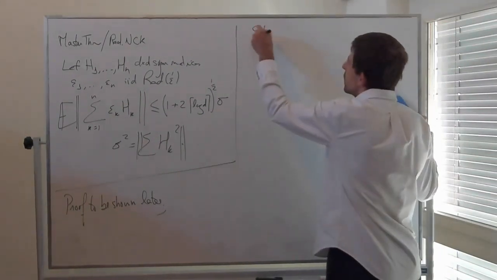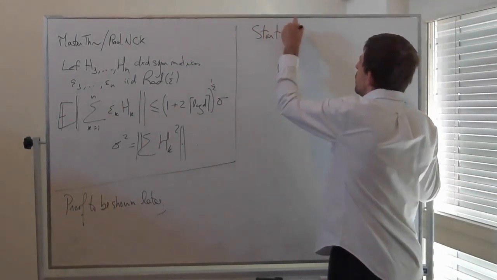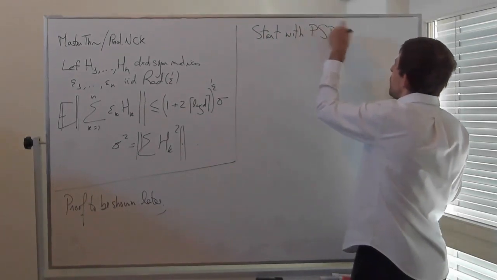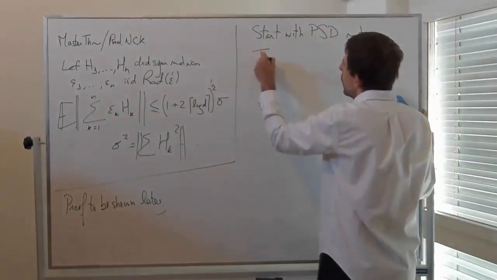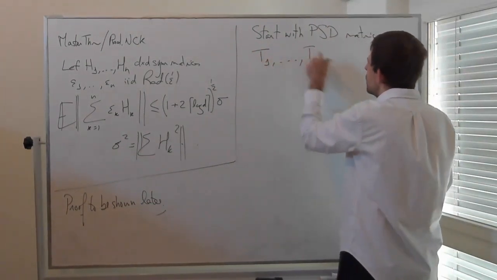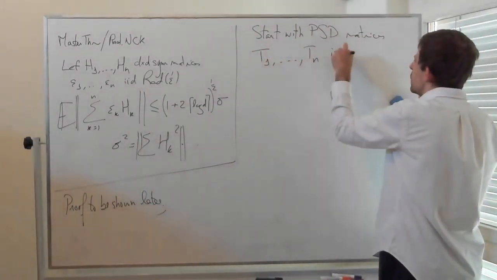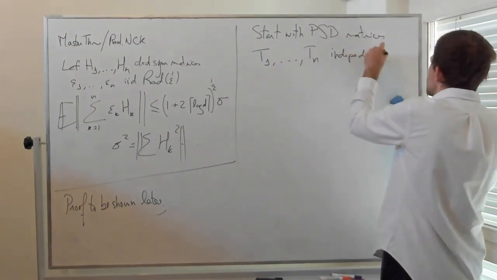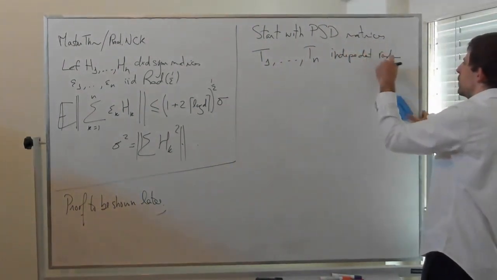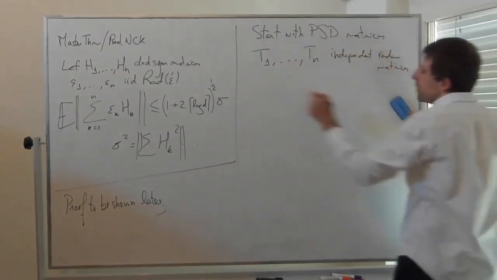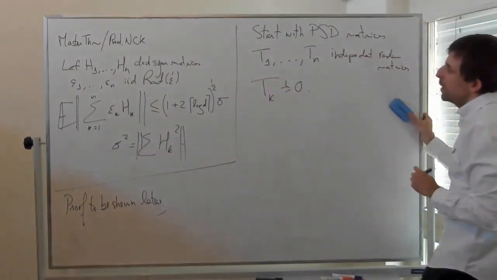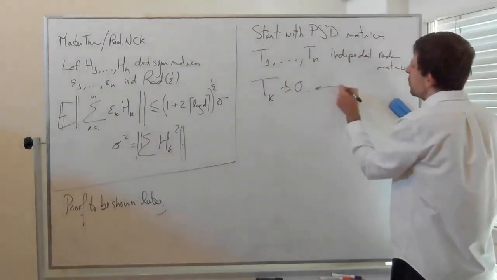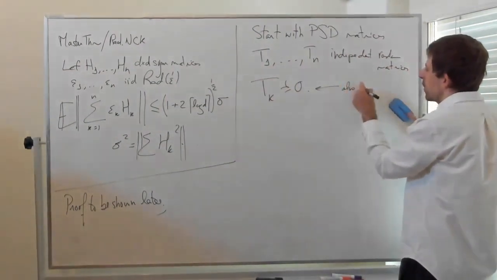Okay, so we'll start with positive semi-definite matrices. Okay. So let T1 through Tn be independent random matrices, satisfying that Tk is positive semi-definite. Okay. So when I say this, I also mean symmetric.